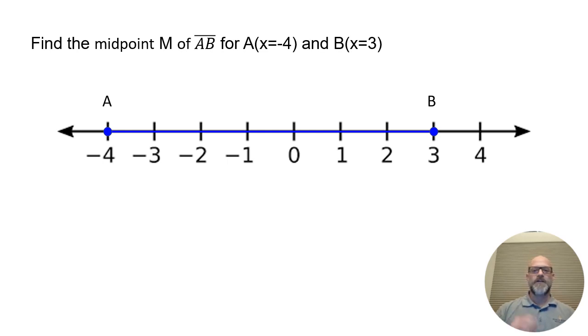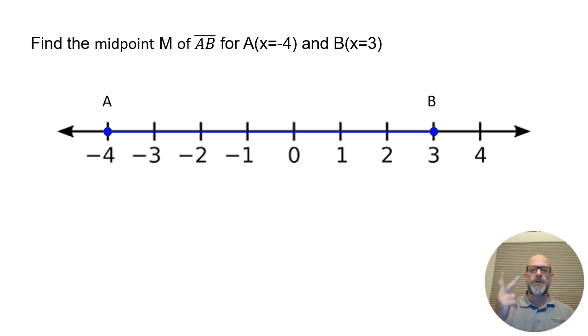We're going to begin with 4 quick review problems that are important for you. So, why don't you try this problem? Find the midpoint M of line segment AB for A, x equals -4, and B, x equals 3. Give it a shot. You can pause it, see if you get it right.